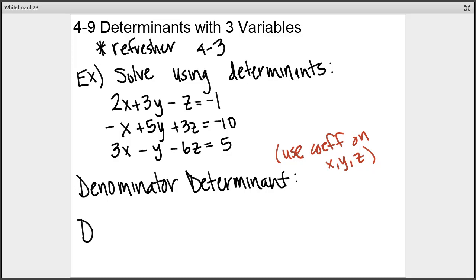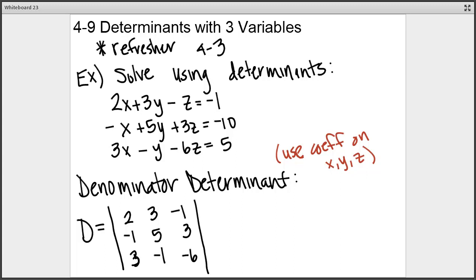So if you remember, this was a big D, and then you use these symbols that look like absolute value symbols, and the first column is a 2, a -1, and a 3. Second column, the coefficients on y are 3, 5, and -1. And then the third column is -1, 3, -6. Now this is a different way of solving it than what we did yesterday. Yesterday we used augmented matrices, and you had brackets on the sides instead of these straight lines that look like absolute value symbols.